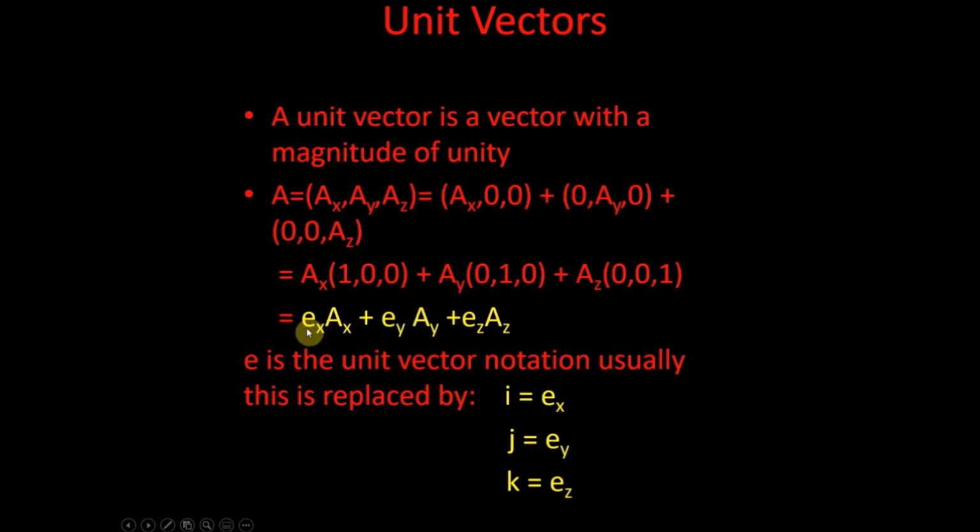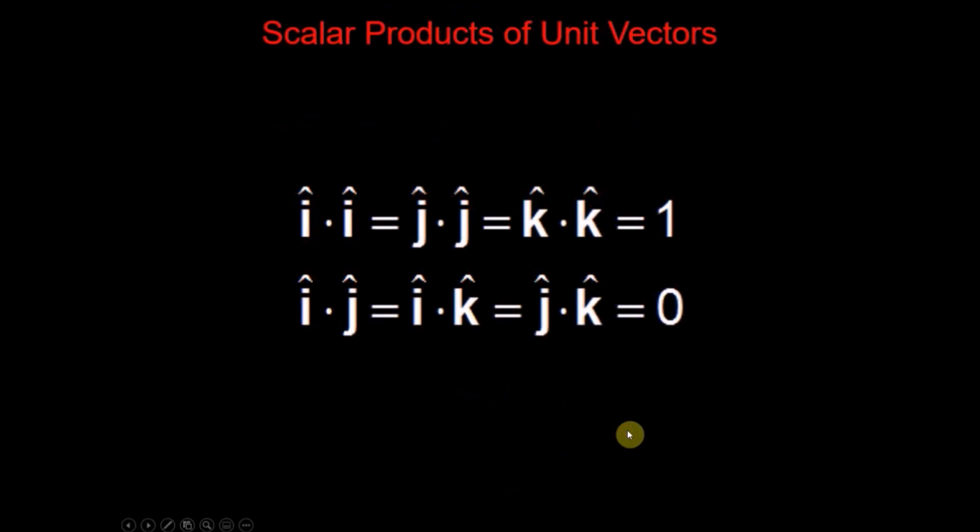Sometimes you might see this notation. This is because Euler was the person who looked at unit vectors initially, and he tried to put his initial E onto it. So ex Ax plus ey Ay plus ez Az. This is sort of the older notation, but sometimes you do still see this in textbooks. More normally, I will use i, j, and k, essentially a unit vector of 1 in the x, y, or z directions. So there's just a reminder of unit vector notation.